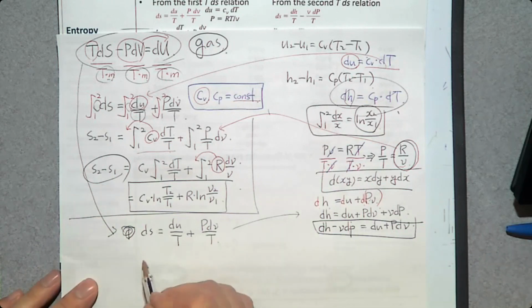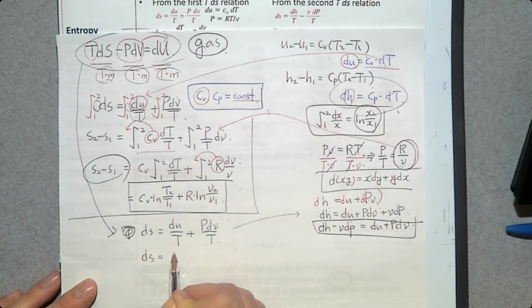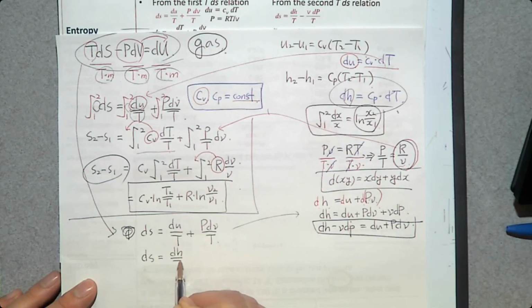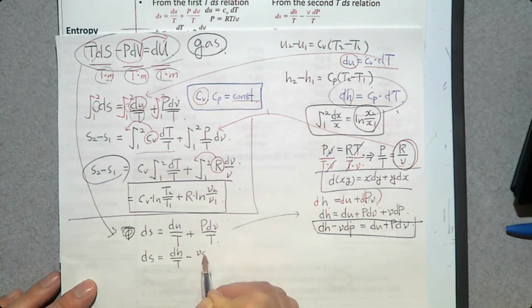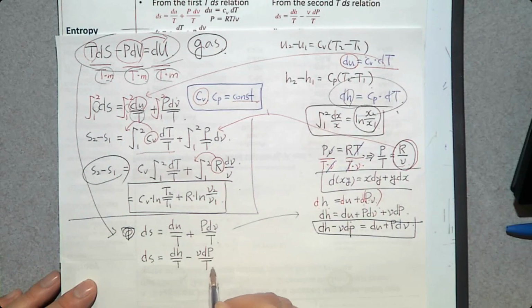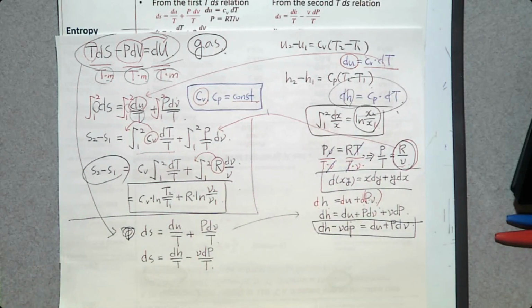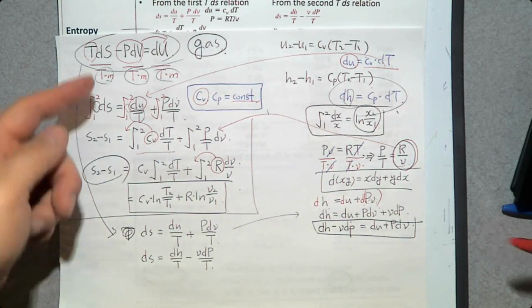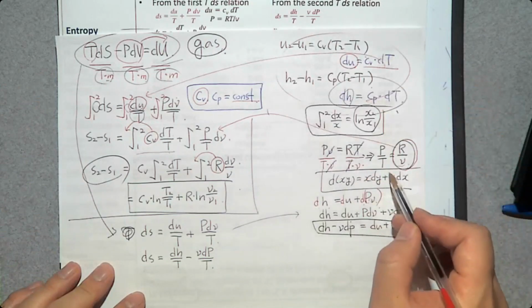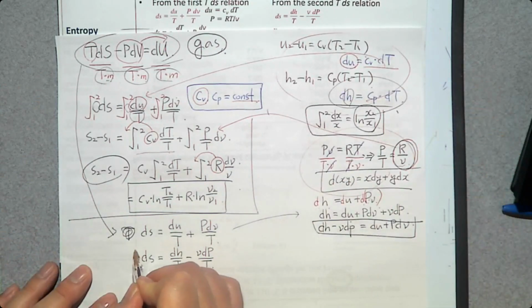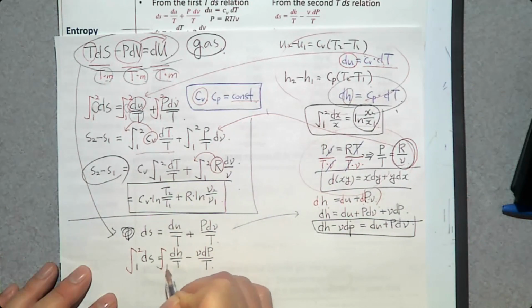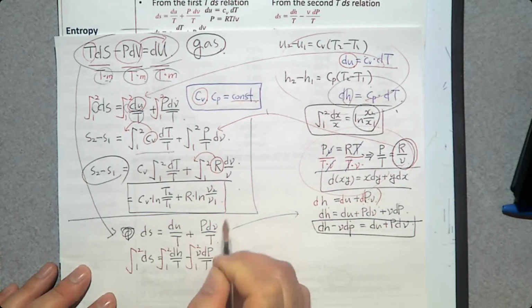We can do that. So ds is this time dH minus VdP over T. So these two equations are the same. Now, instead of integrating this one as we did here, can we integrate this one? Yeah, why not? Let's do that. Now we know how to do that using the specific heat equation and the ideal gas equation. We can do that. Integrate from 1 to 2.